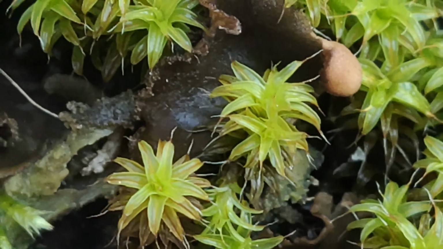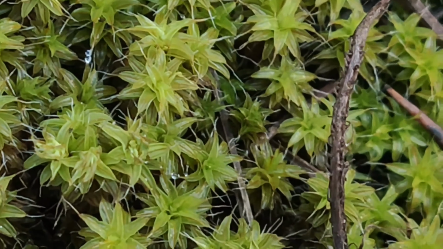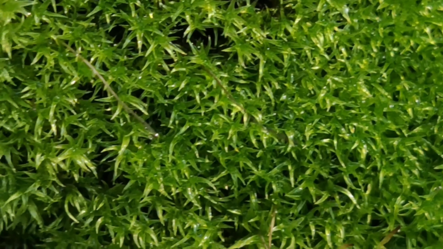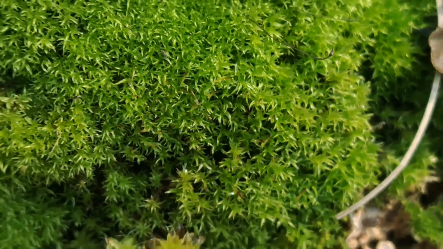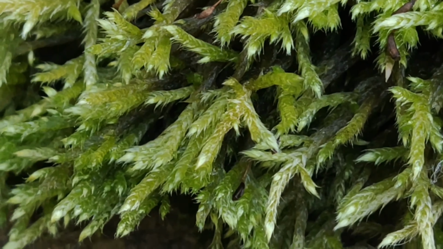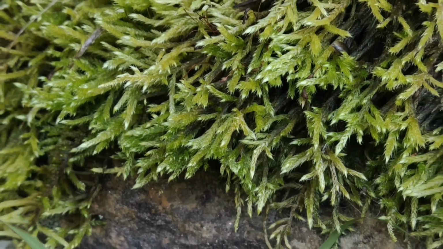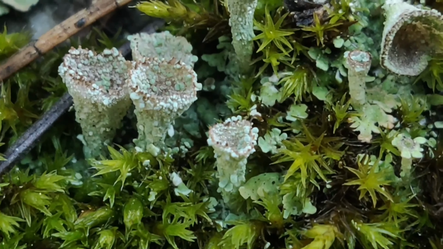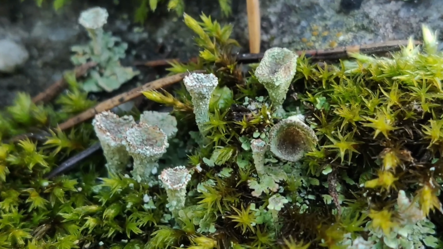This one that is found flat on the surface of the soil is Peltigera membranacea, belonging to Peltigeraceae family. This is a lichen. This one is Gremmia pulvinata, belonging to family Grimmiaceae, that is found in patches on the surface of the stone and moist soil. This one is also a very beautiful plant that is found in association with all these plants. These are all beautiful plants. This one is Cladonia pyxidata, belonging to Cladoniaceae family, that is a lichen.